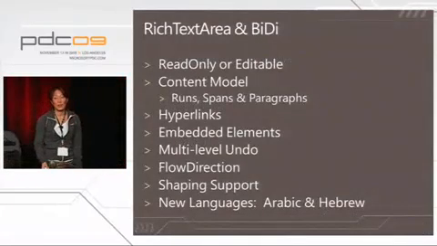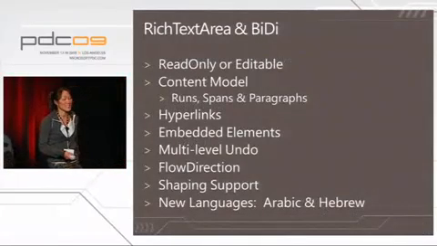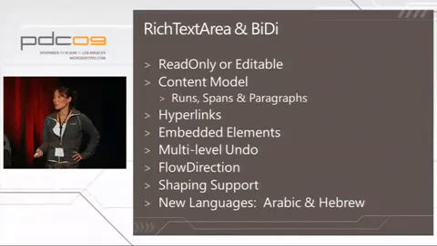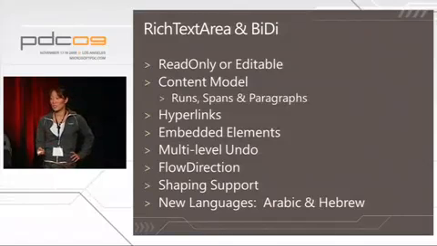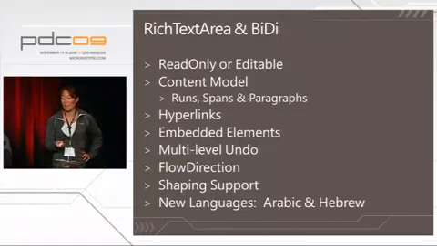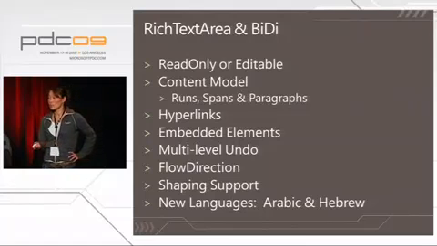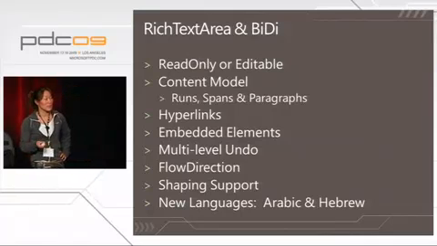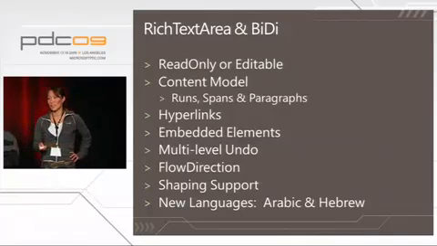Again, just as a call out, you saw a bunch of rich text in that demo. Rich text area can be, like we saw, both in read-only mode as well as editable mode. The content model that we're using, if you're familiar with WPF, is very similar. We've got runs, spans, and paragraphs. We also support hyperlinks as well as embedded images, which can be embedded elements, which can be images or data grids or what have you. We also have multi-level undo. And for our bidi support, we have added flow direction as well as that shaping support within the text engine itself, which means that now you can type Arabic and Hebrew inside of Silverlight 4.